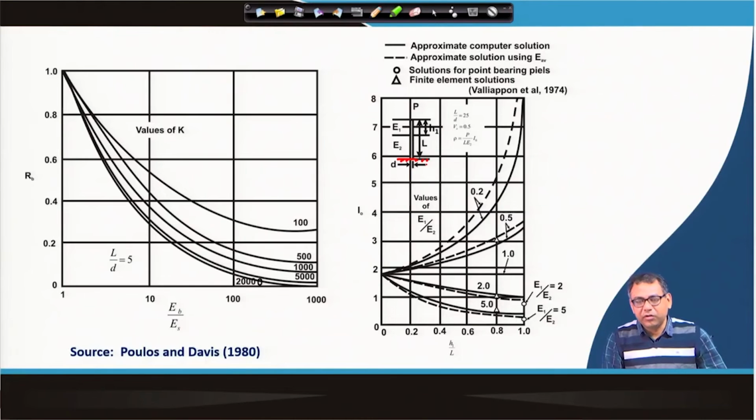your uniform soil concept. Otherwise, if you have this chart, you can use this chart for taking different E1 and E2 values, and then you will get the I0.